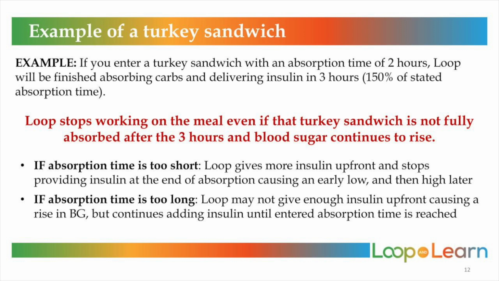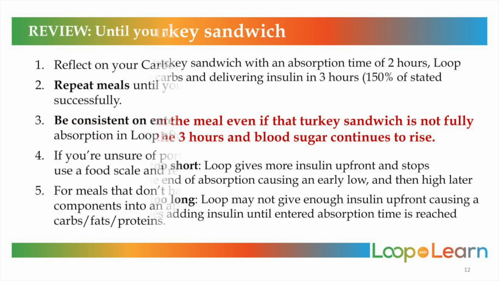This meal, depending on the bread, toppings, amount of meat and cheese, would probably be better with a 4-hour carb absorption for starters. If absorption time is too short, Loop will give more insulin up front and will stop giving insulin towards the end. This might appear as an early low and a high later. 1 and 2 hour absorptions should be used with fast-acting carbs only, like for example, candy and juice. If absorption time is too long, Loop might not give enough insulin up front, which might cause an initial rise in blood glucose. But Loop will know to expect more carbs and will continue adding insulin to the rise until the entered absorption time is reached.